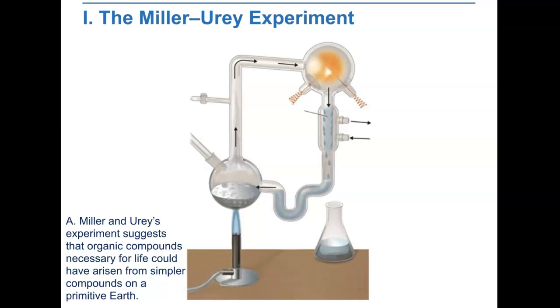The results were spectacular. Miller and Urey analyzed their results and revealed that 21 amino acids had been produced in their apparatus. A more recent analysis of one of Miller's experiments not only confirmed their results, but also found the experiment had produced an additional 2 amino acids for a total of 23. Miller and Urey's experiment suggested that organic compounds necessary for life could have arisen from simpler compounds on the primitive Earth.